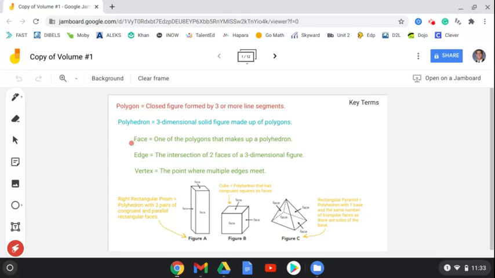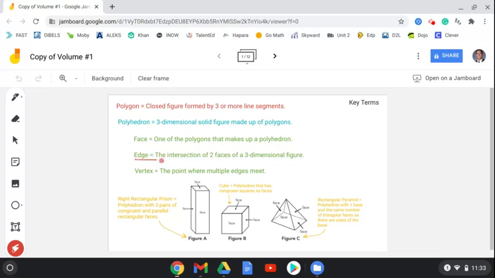Here are some other key terms. We have a face. A face is one of the polygons that make up a polyhedron. So, like in prisms, there are 6 faces, right? The front, the back, the sides, and the top and the bottom. Same thing with a cube. And in figure C, there are 5 faces. Of course, we have the base, and then we have 1, 2, 3, 4 triangular faces. And so figure C has 5 total faces, but they are the polygons that make up the polyhedron.